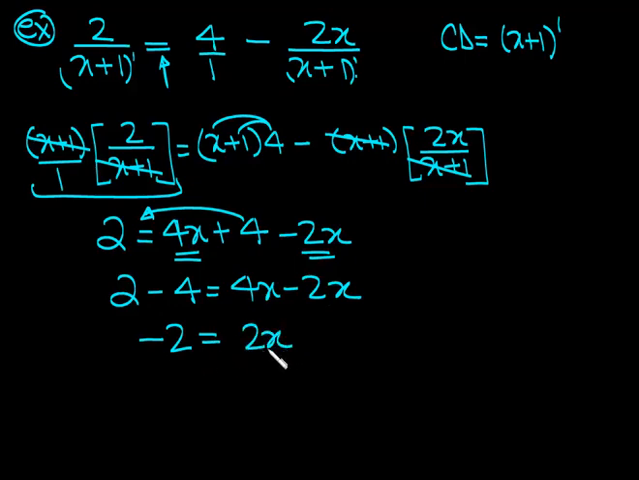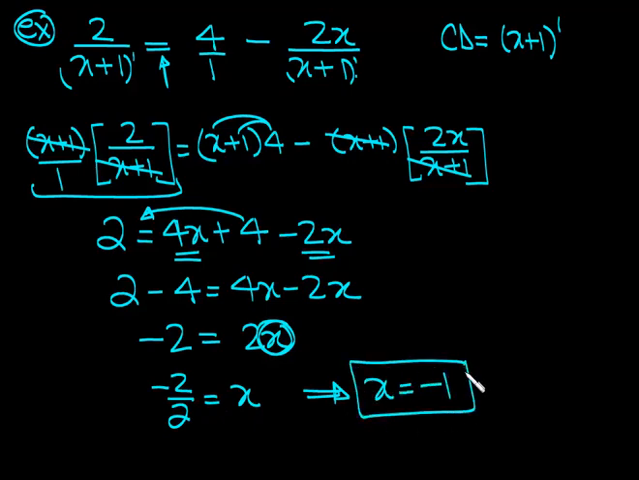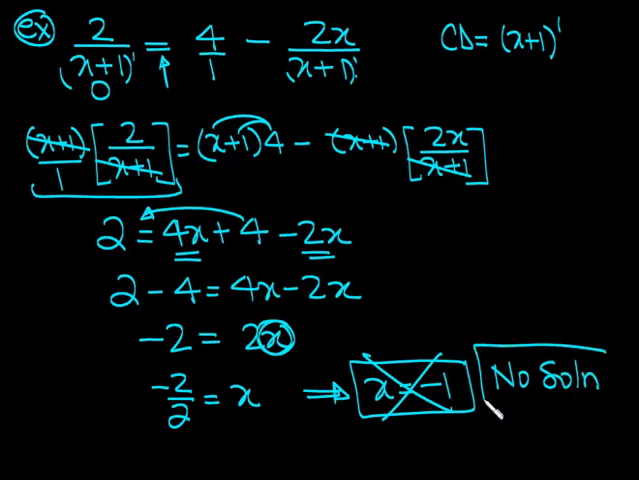So I get negative 2 is equal to 2x. So you divide both sides by 2 because you want x by itself. So you get negative 2 over 2 is equal to x. So this tells me x must be minus 1. Okay. Now since x was in the denominator, we should take a minute and check our answer. If you can clearly see, if x is minus 1, you'll get negative 1 plus 1 is 0. So this cannot be the solution. That tells me I have no solution to this problem.